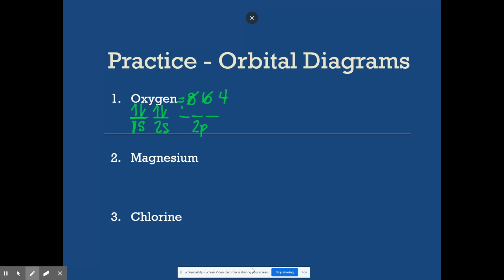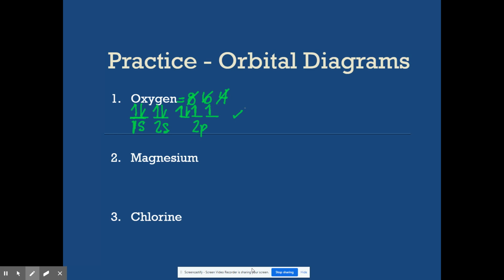We have 4 electrons to place. So we go 1, 2, 3. And then our 4th one comes back to the beginning and points down. And that should be all of our electrons. Things you can check. Make sure these numbers down here, the orbitals, follow your arrows, follow the order, 1s, 2s, 2p. And then make sure your number of arrows matches your number of electrons that you started with. 1, 2, 3, 4, 5, 6, 7, 8. We're good.